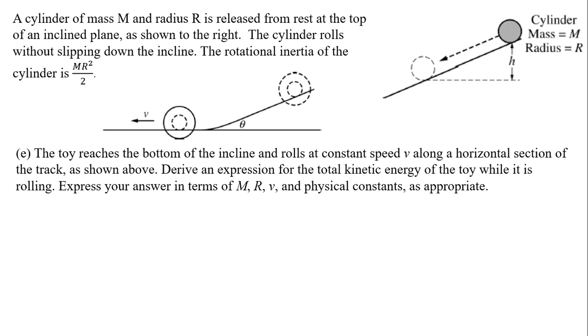Okay, and our last part, E. The toy reaches the bottom of the incline and rolls at a constant speed V along the horizontal section, blah, blah, blah. Derive an expression for total kinetic energy. All right, kinetic equals K linear plus K rotational. What do the L and the R stand for? I'm going to let you figure that out on your own. 1/2 mv squared plus 1/2 I omega squared. Yeah, linear and rotational. Okay, there we go.